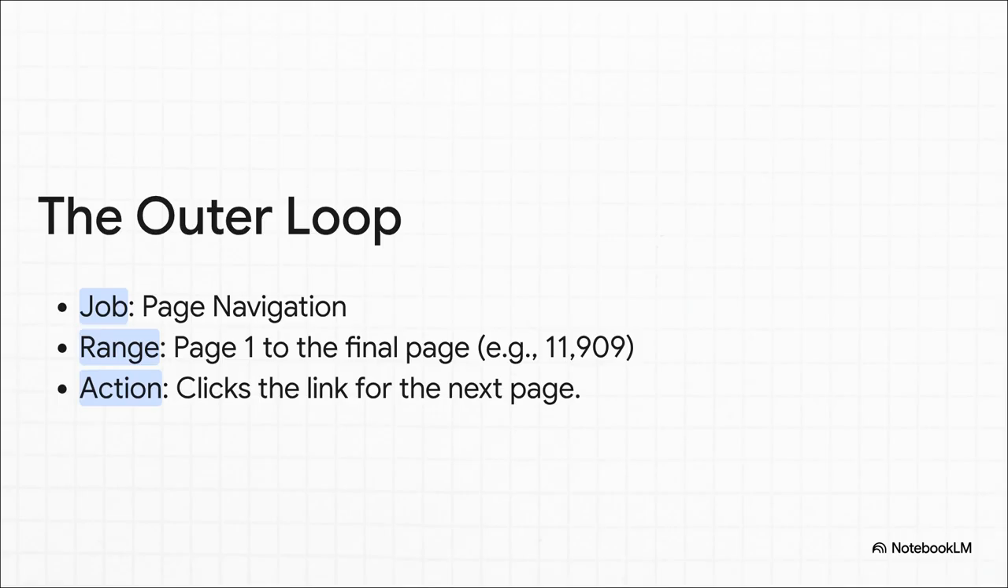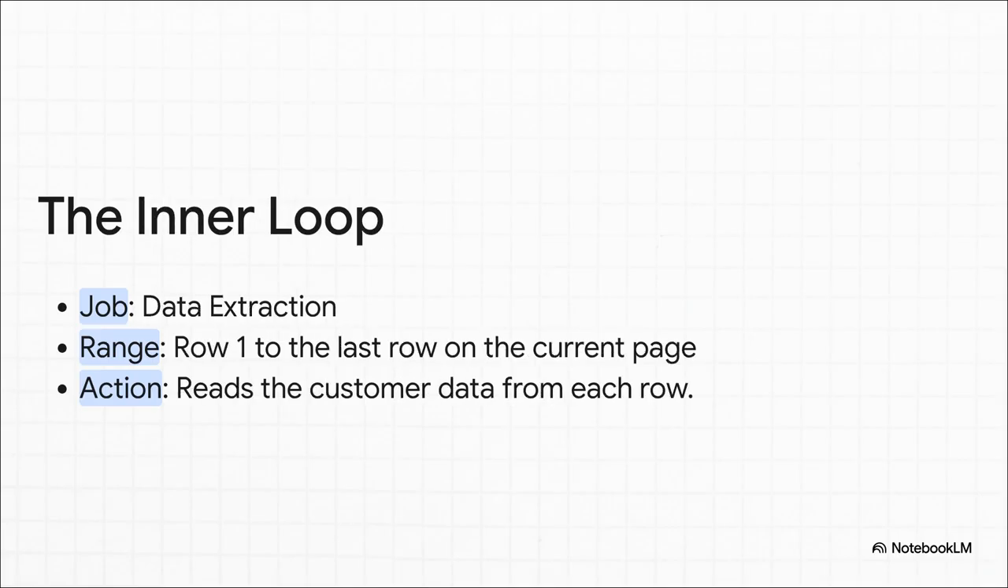For every page after the first, it just finds the right link, clicks it, and pauses for a moment for the new data to load. This is the engine that drives the whole operation forward. But inside that page-turning loop, a whole second process kicks off. This is the inner loop. So while the outer loop is paused on a single page, let's say it's on page 42, this inner loop wakes up and gets to work.